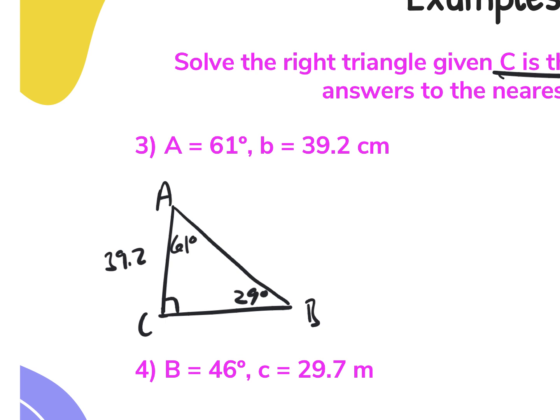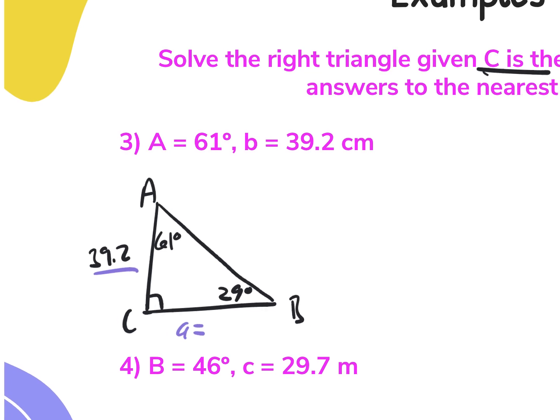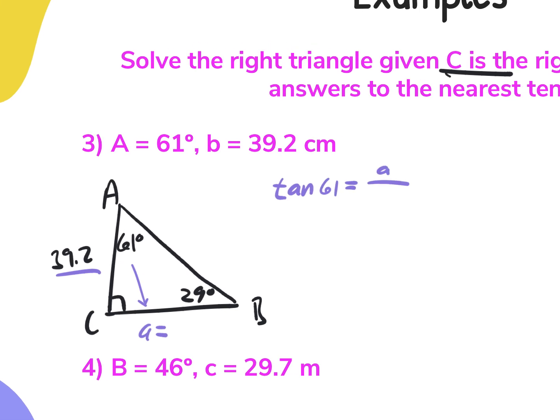So I'm going to start with finding side A. I don't know what side A is going to be, but we can use SOHCAHTOA. We're given another leg, which is 39.2. If I want to use two legs, then I have to use tangent, right? TOA, opposite over adjacent. So I'm going to say tangent of, I'm going to use 61, is A over 39.2. Doesn't matter which one you do. And then to get A by itself, I would multiply 39.2 on both sides.